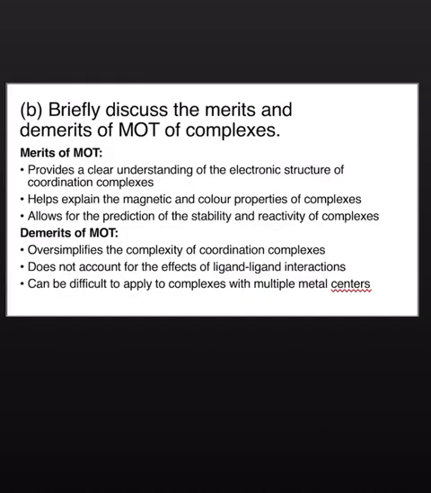Second, B question: briefly discuss the merit and demerit of MOT of complexes. Merit of MOT: provides a clear understanding of the electronic structure of coordination complexes, helps explain the magnetic and color properties of complexes, allows for the prediction of the stability and reactivity of complexes. Demerit of MOT: oversimplifies the complexity of coordination compounds, does not account for the effect of ligand-ligand interactions, can be difficult to apply to complexes with multiple metal centers.